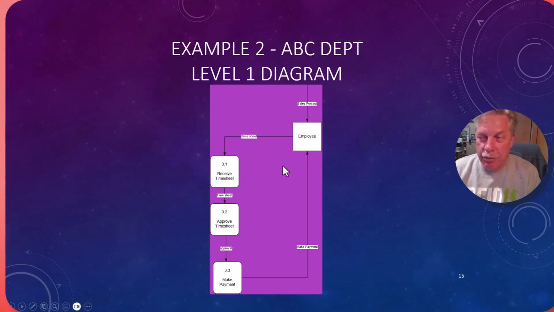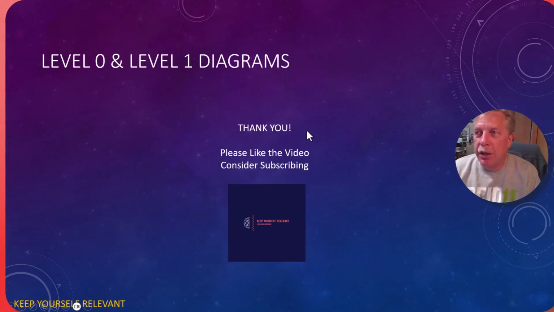And again, decomposing our level 3 process into receive timesheet, approve timesheet, and make payment. We have our external entity of employee. So I hope this was helpful in understanding and breaking down the data flow diagram from the context diagram to our level 0 and level 1 diagram.